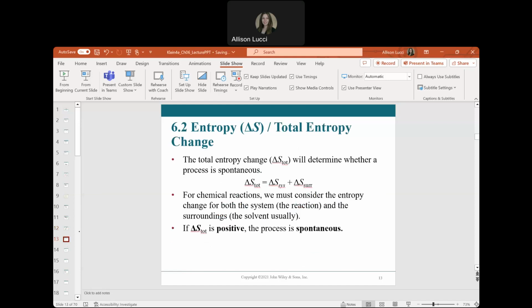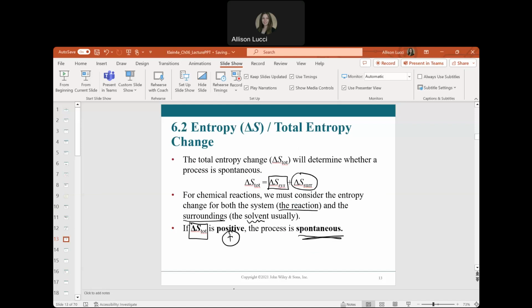But what we're actually going to be looking at is not just the change in entropy for our system, or the delta S system here, which is the reaction itself. We're also going to look at the delta S of our surroundings. If we're considering a reaction, the surroundings could commonly be the solvent that surrounds the molecules. So overall, we'll look at the total change in entropy, both what the system contributes and the surroundings. And if that term is positive, we would consider our process to be spontaneous.